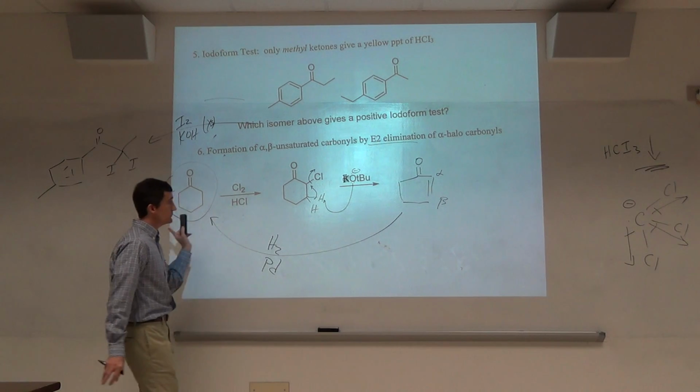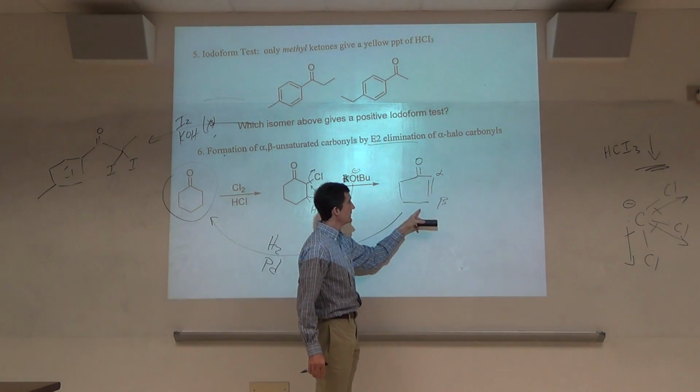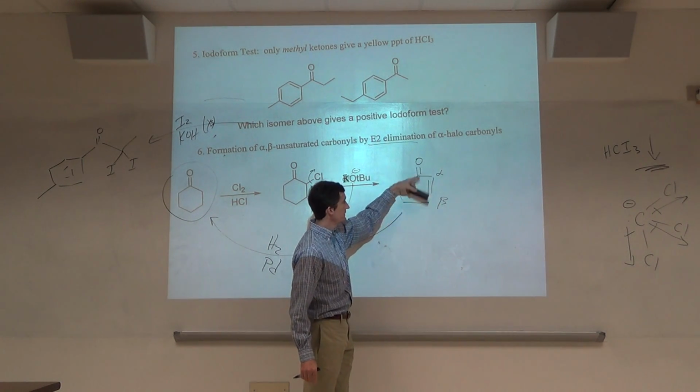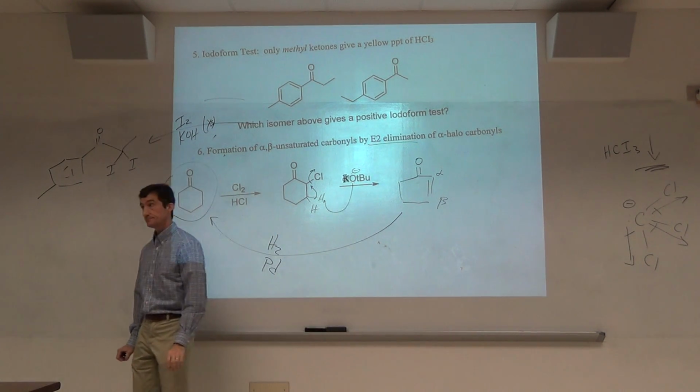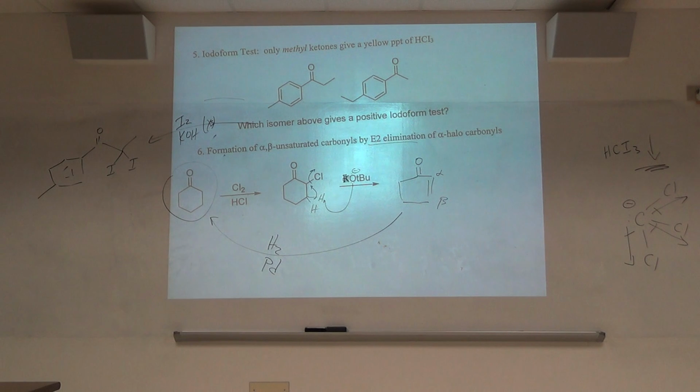Okay, this is one way to make alpha-beta unsaturated carbonyls, or actually it's a ketone, an alpha-beta unsaturated ketone. We'll see another way probably on Monday. The aldol reaction also gives alpha-beta unsaturated ketones.